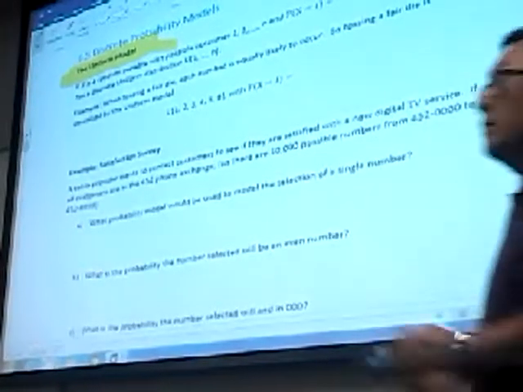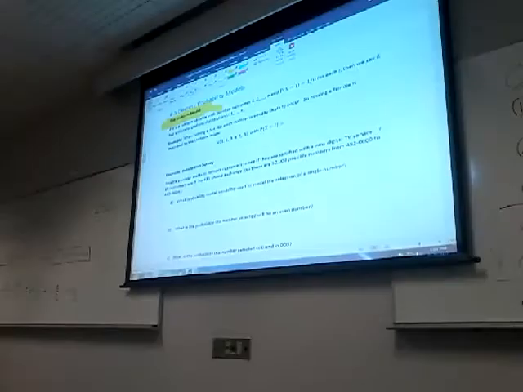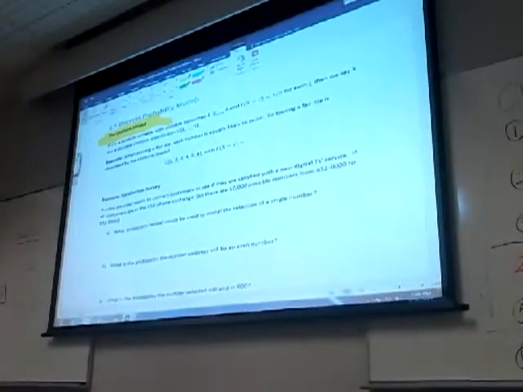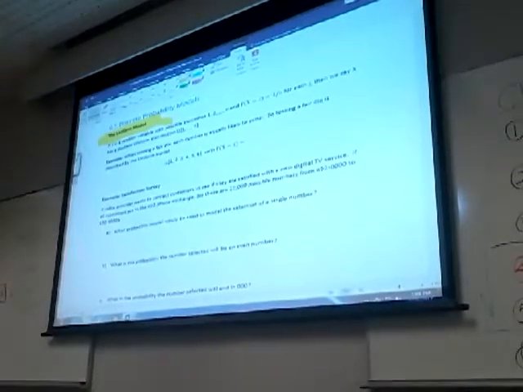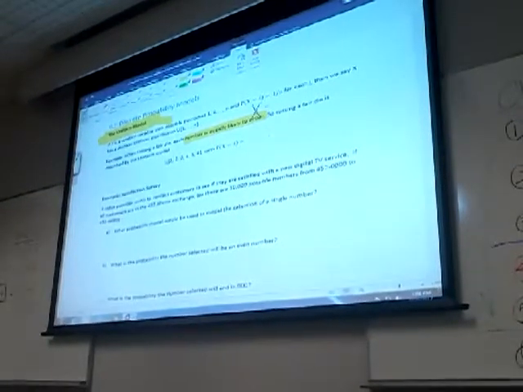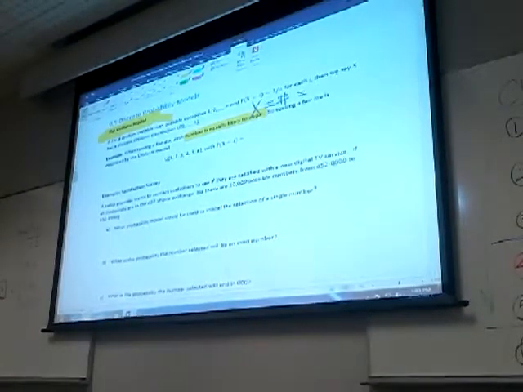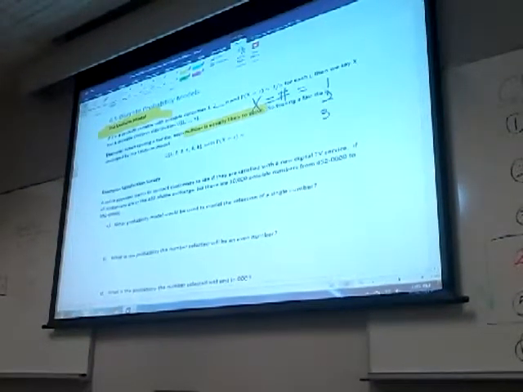Rolling a die, right? Now, the random variable x, I can say x is the number that occurred. Now x is the numbers we got. How many numbers? 1, 2, 3, 4, 5, 6.